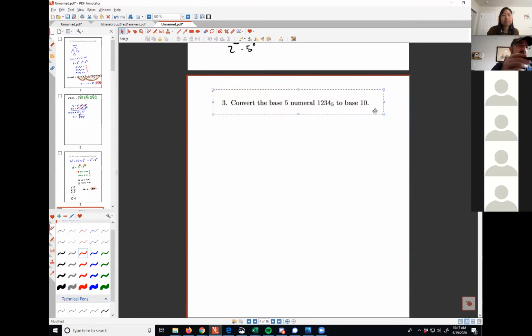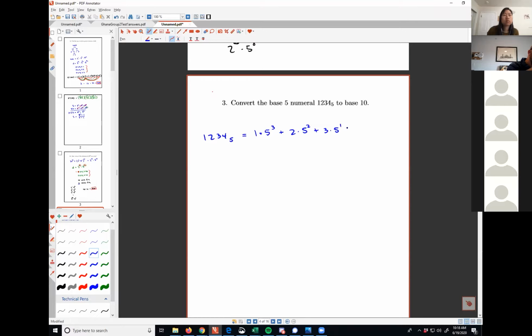Okay. So let's take a look at this one right here. The base 5 numeral 12345. And let's start by just asking, what does that numeral mean? Well, 1, 2, 3, 4 in base 5 is where we have the digit 1 with 3 powers of 5, the digit 2 with 2 powers of 5, the digit 3 with 1 power of 5, and the digit 4 with 0 powers of 5.